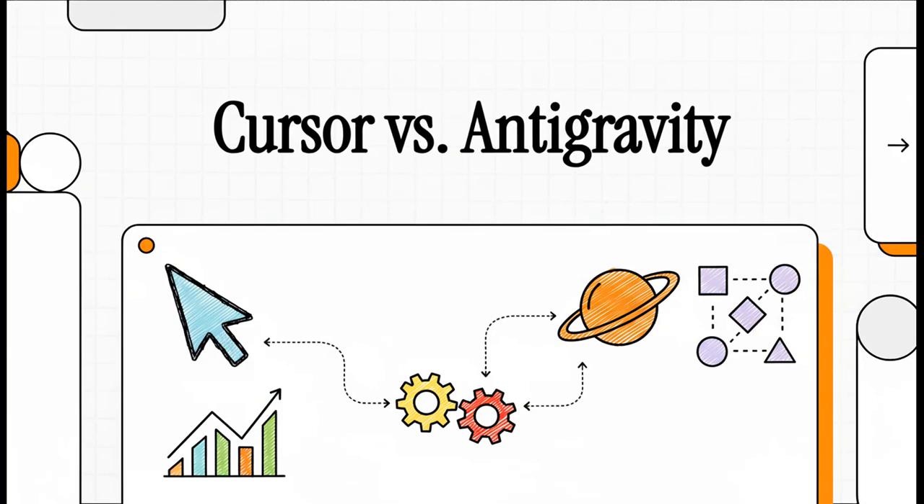All right, let's settle the debate. We're diving into the two heavyweights of AI coding assistants, Cursor and Google Anti-Gravity. By the end of this, you're going to know exactly which one is right for you. But fair warning, the answer is probably not what you think, so let's get right into it.